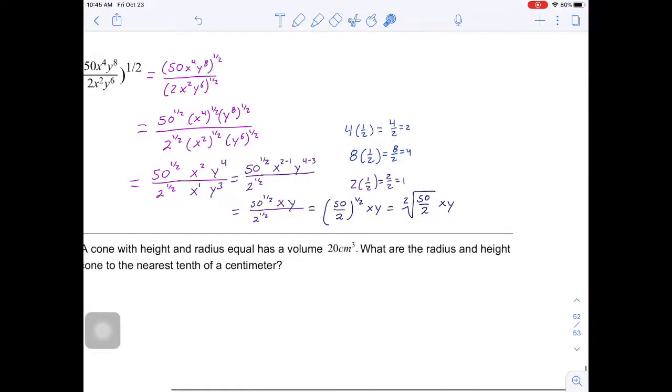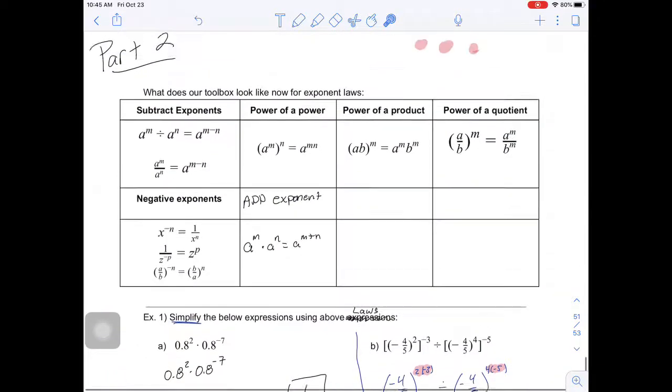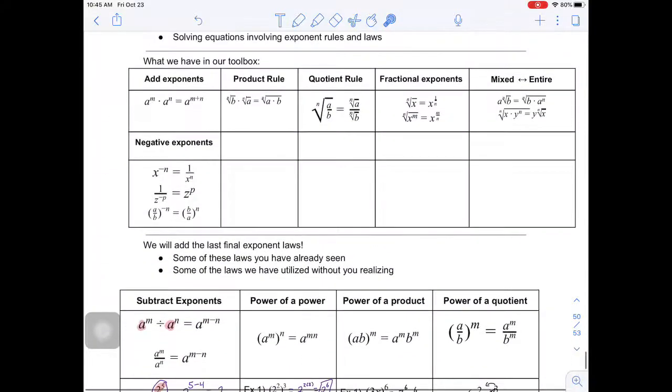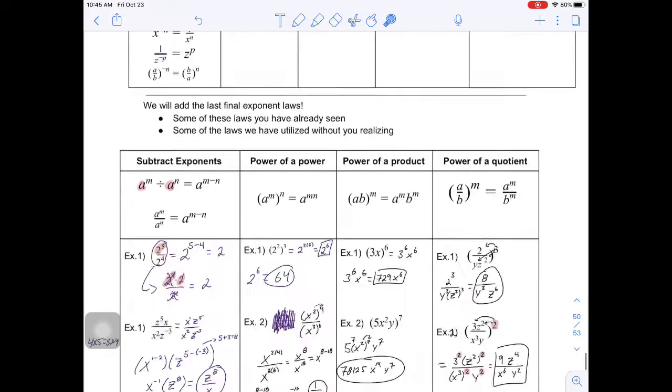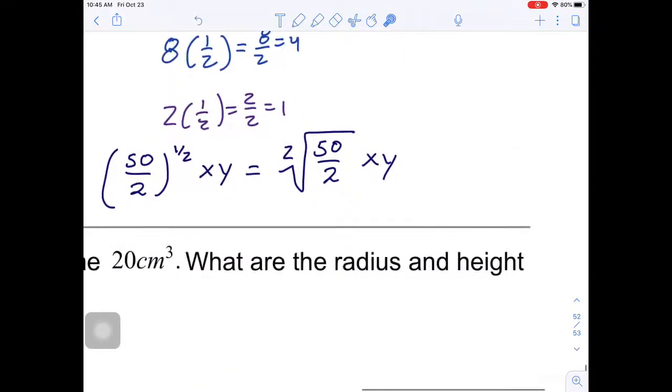We're going to apply a radical rule. So if we go all the way up here, I have this rule where, well, actually we're going to take our numbers and divide. So 50 dividing 2, that gives me 25 x times y.